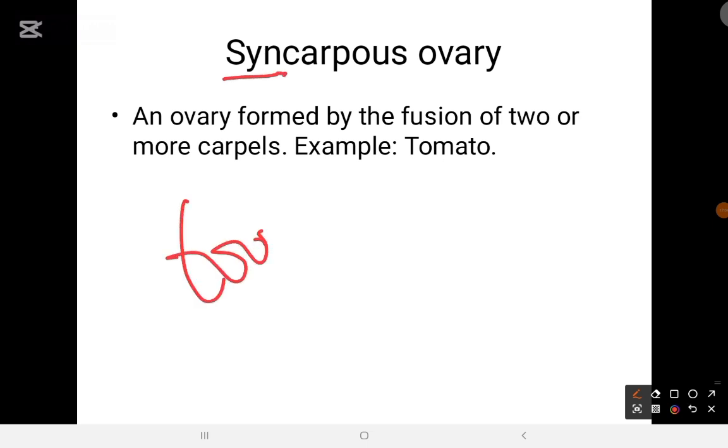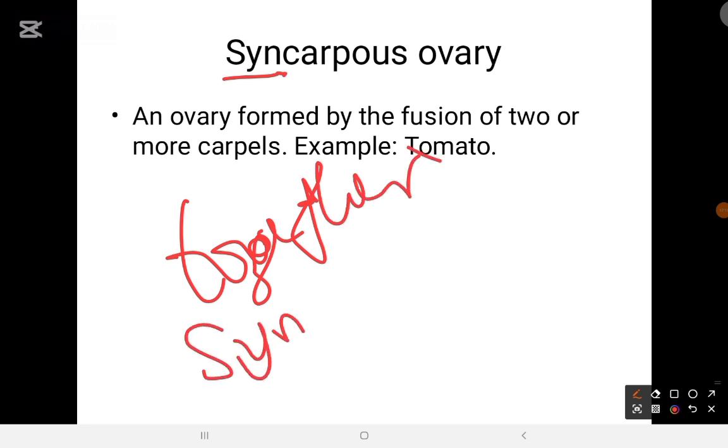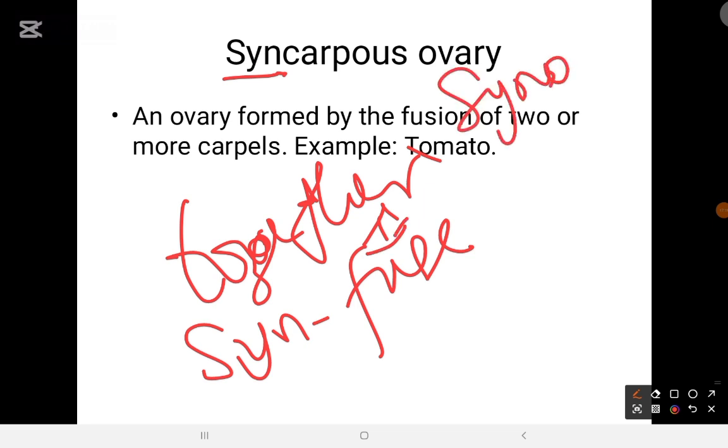Now, the syncarpous ovary. The word syn means together or to fuse. That's why fertilization also means syngamy. Is that okay? Gamy means marriage, syn together or fusion. So married together, kind of. So syncarpous, that is fusion of fruit.